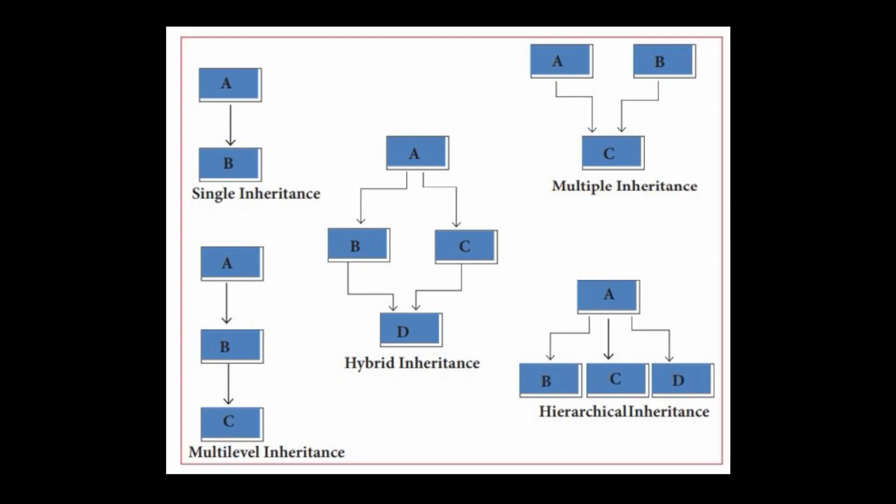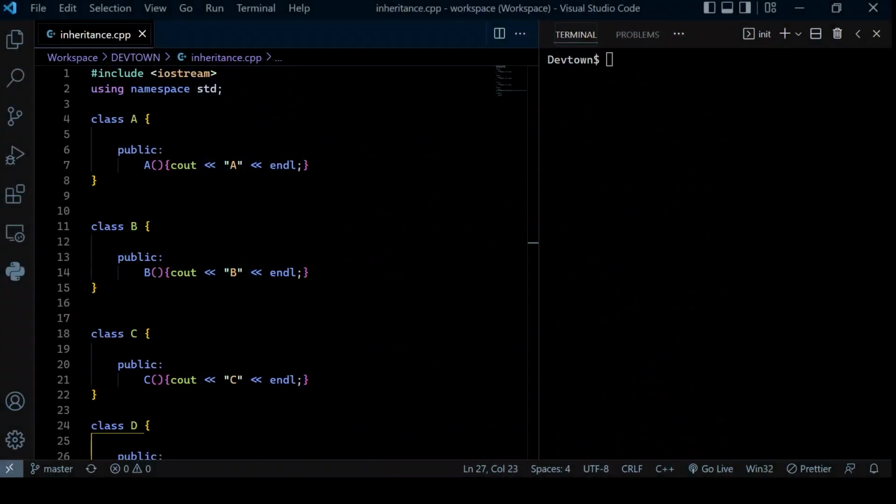So in this video, we'll discuss single inheritance, which we have already discussed in the last video, but we'll go through it again, then multi-level inheritance, multiple inheritance, and hierarchical inheritance. Hybrid inheritance will be discussed at length in a future lecture. So let's go back to the code.